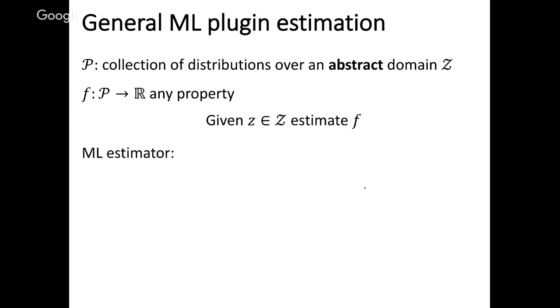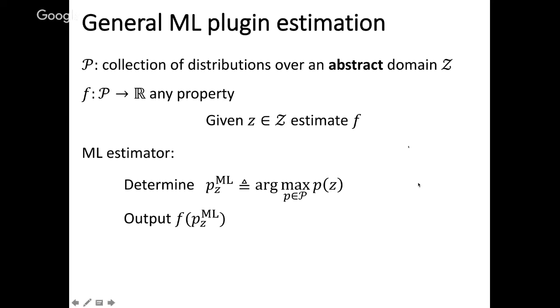So what's the maximum likelihood rule? It's going to be the following. The first step is to take whatever small z you have obtained. First, find the maximum likelihood distribution for z. It can be defined as the maximization over all distributions in calligraphic P: find the distribution that assigns the highest probability to the symbol z that you have seen. And once you have that, just output the function value at P_z^ML. So P_z^ML is defined as the distribution that assigns the highest probability among all the distributions in calligraphic P to z, and you just output F of P_z^ML. Okay? So that's the recipe that we follow.